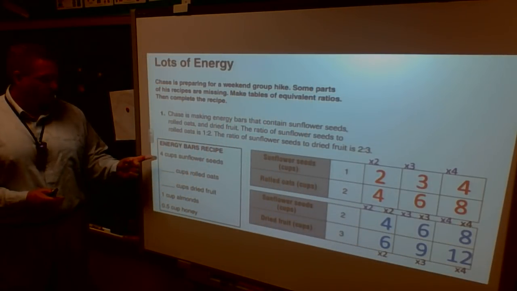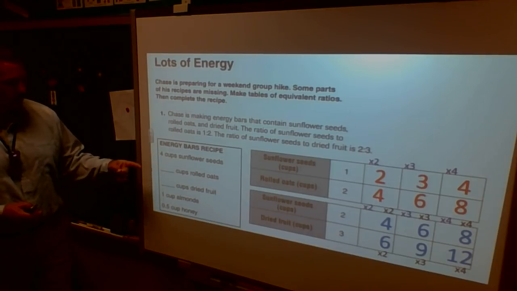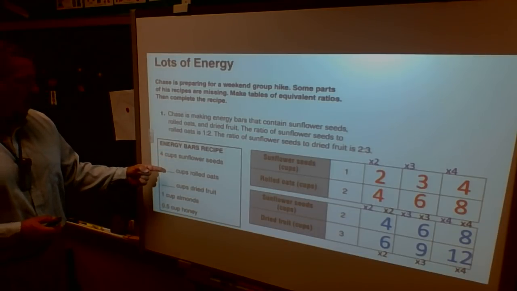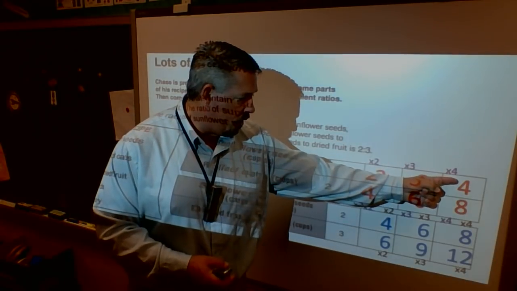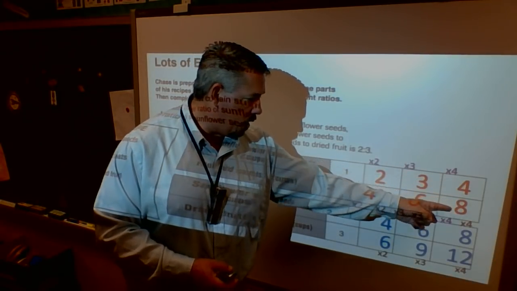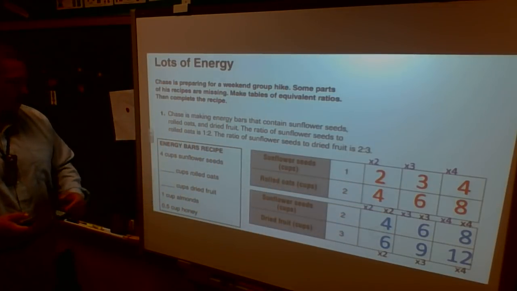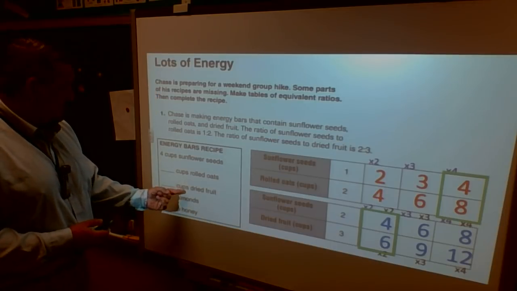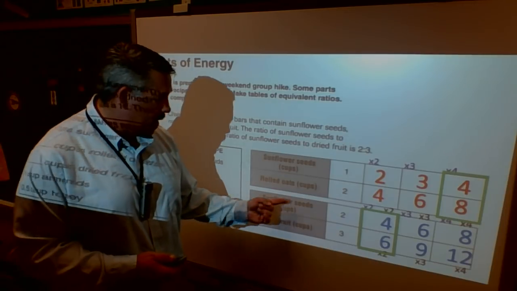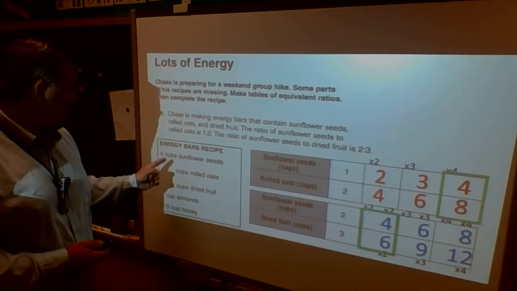Now I have to look at the 4 that it's talking about. If I have 4 cups of sunflower seeds, how many cups of rolled oats do I have? So if I have 4 of the sunflower seeds, then on my rolled oats, I have 8. So I'd have to put an 8 there. And then when I talk about the sunflower seeds to my dried fruit, once again, I'm having 4 cups, because that's what it tells me.